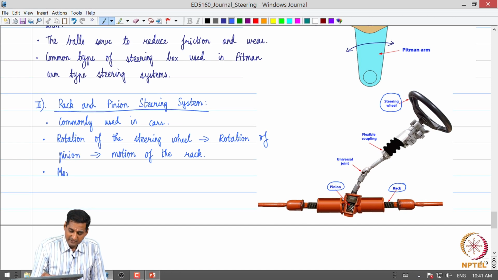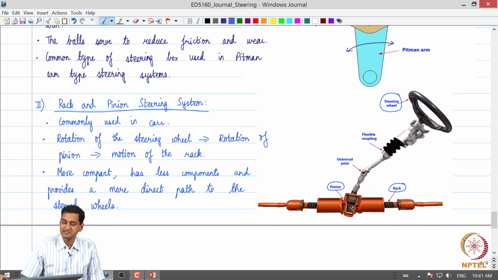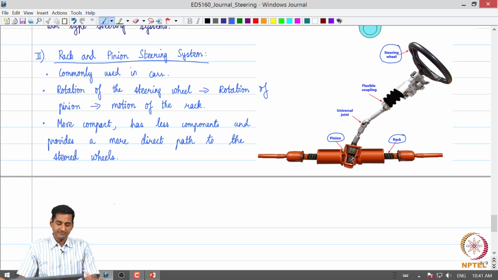Compared to a Pitman arm type steering system, we can readily observe that it has fewer components, and in a certain sense provides a more direct path to the steered wheels, because it has fewer components. Those are some advantages of this rack and pinion system.